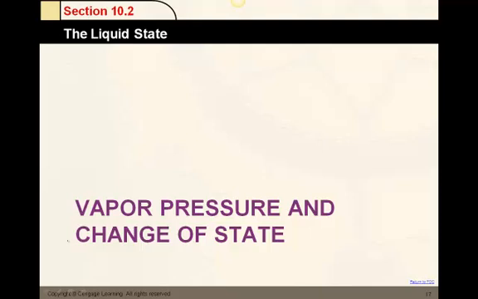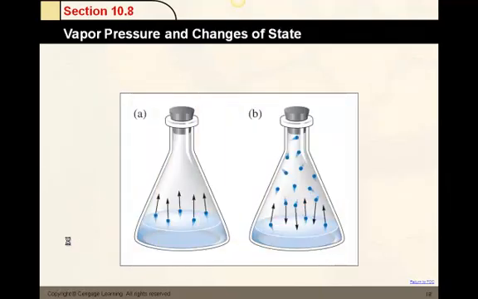Vapor pressure and change of state. Remember, vapor pressure is the pressure pushing up from the surface of a liquid as it becomes a vapor. This picture here shows, in part A, those molecules that are leaving the liquid to become a vapor. They've obviously gained enough energy, overcome the intermolecular force to become a gas.